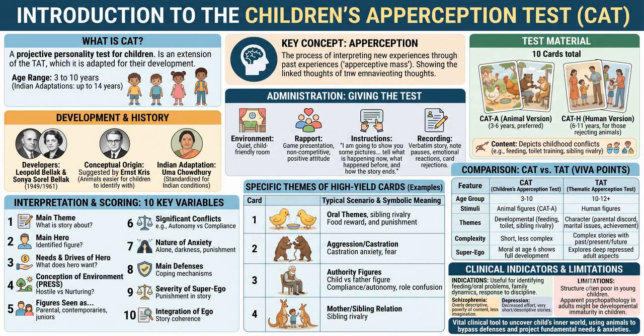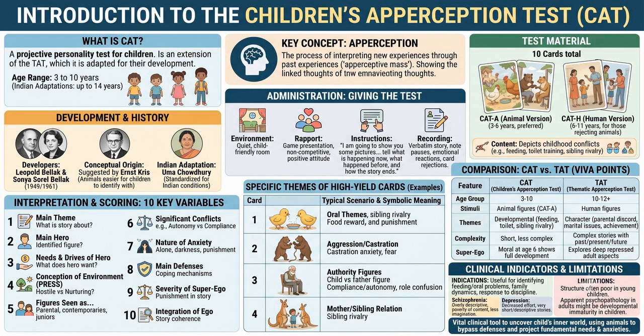Moving on to the test material, the CAT consists of 10 cards. There is the CAT A, or animal version, which is preferred for younger children aged 3 to 6, depicting animal figures in human social settings. Then there is the CAT H, or human version, designed for older children aged 6 to 11 who may no longer identify with animal characters. These cards depict various scenarios designed to elicit information about childhood-specific conflicts, such as feeding, toilet training, and sibling rivalry.